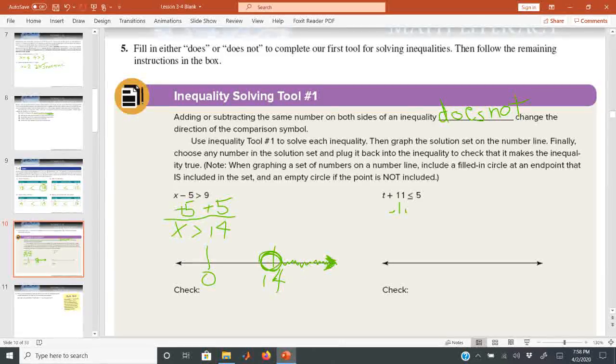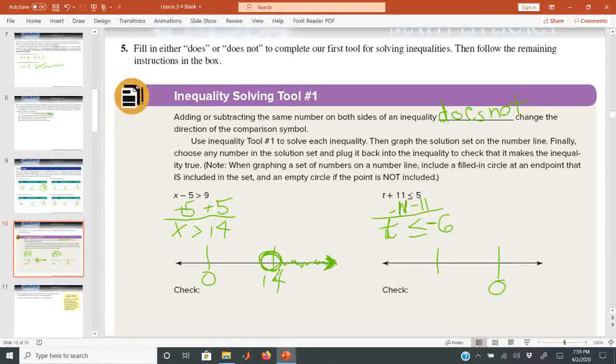Negative 11, we subtract 11 from both sides. Plus 11 minus 11, I just have t. And less than or equal to 5 minus 11 is like 11 minus 5, which would give me 6. But since the 11 is bigger, I know I end up on the negative side. So I need to have t less than or equal to negative 6.